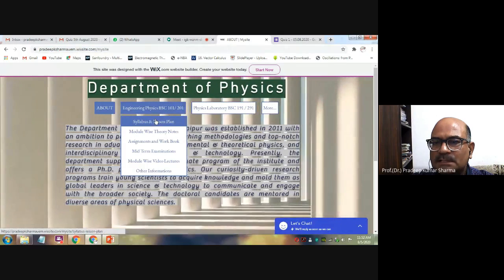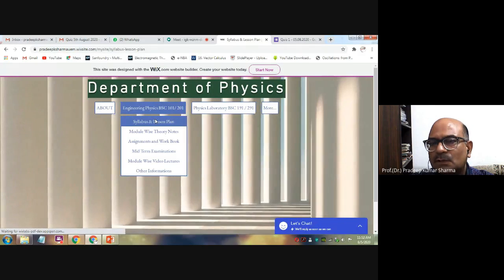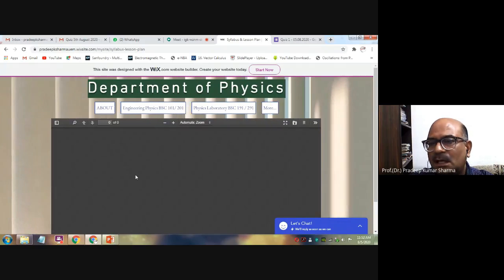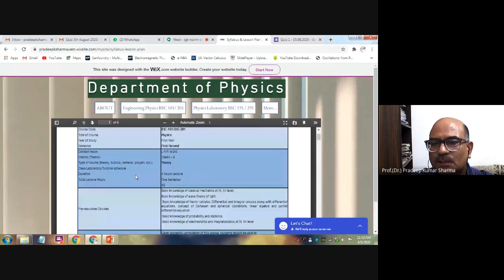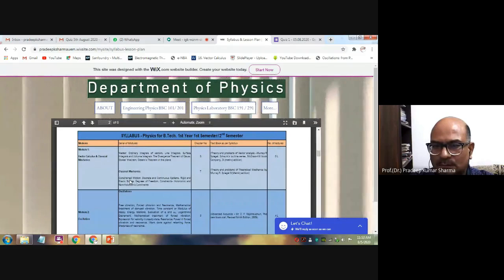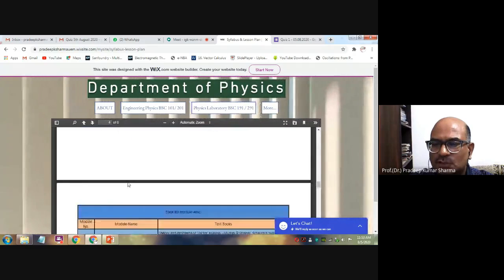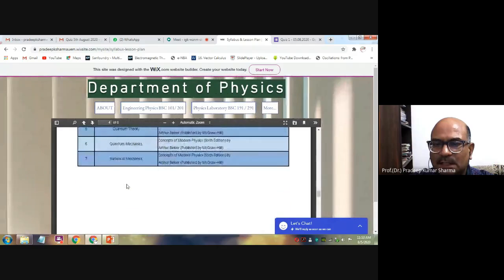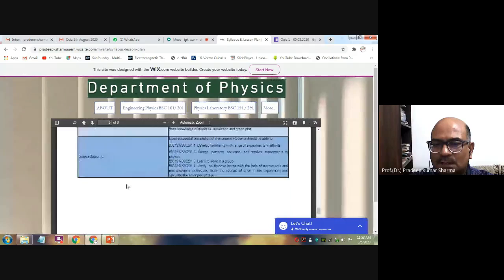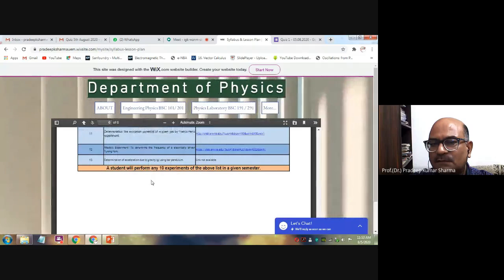So if you click on syllabus and lesson plan, then the window will come, and there will be a detailed syllabus and the information about all the modules that we will have as a regular class syllabus. Okay, and afterwards there will be a list of experiments, then suggested books for the topics, all are given. Okay, and the list of experiments and other things are available.